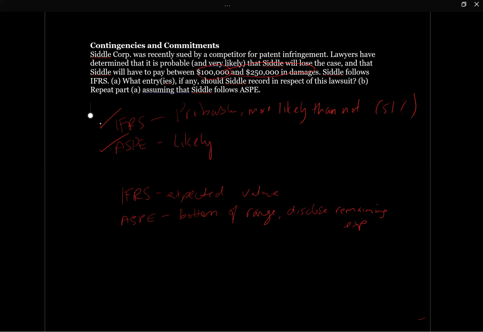So on that basis, let's do IFRS first. We're going to have debit litigation expense, credit litigation liability, which will be an obligation on our balance sheet. And in IFRS, it's going to be the average of 250,000 and 100,000, which is going to be 175,000. So right in the middle.